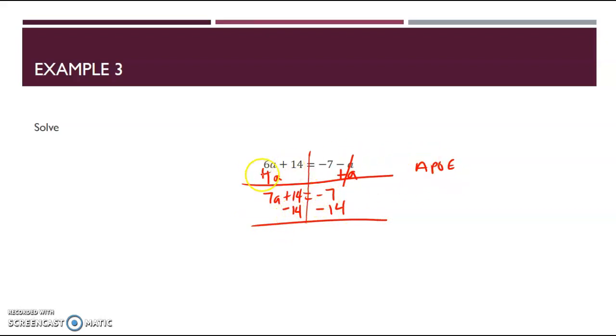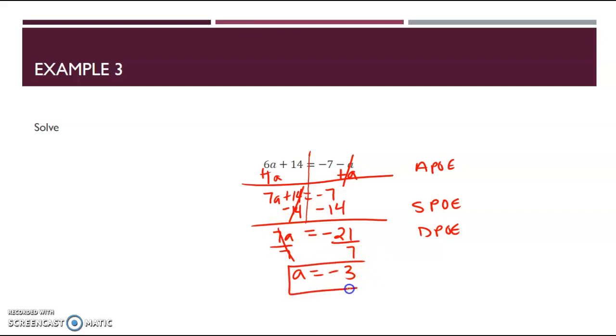Alright, so our first step was adding 1a to both sides, so that was APOE. So now we're going to do a subtraction of 14 from both sides, so that's an SPOE. So now I have 7a, 14 minus 14 is 0, equals a negative 21. And then to get a by itself, I'm going to do a DPOE. And I'm going to divide both sides by 7. And so a will equal a negative 3. Because when we take a negative divided by a positive, we get a negative answer.